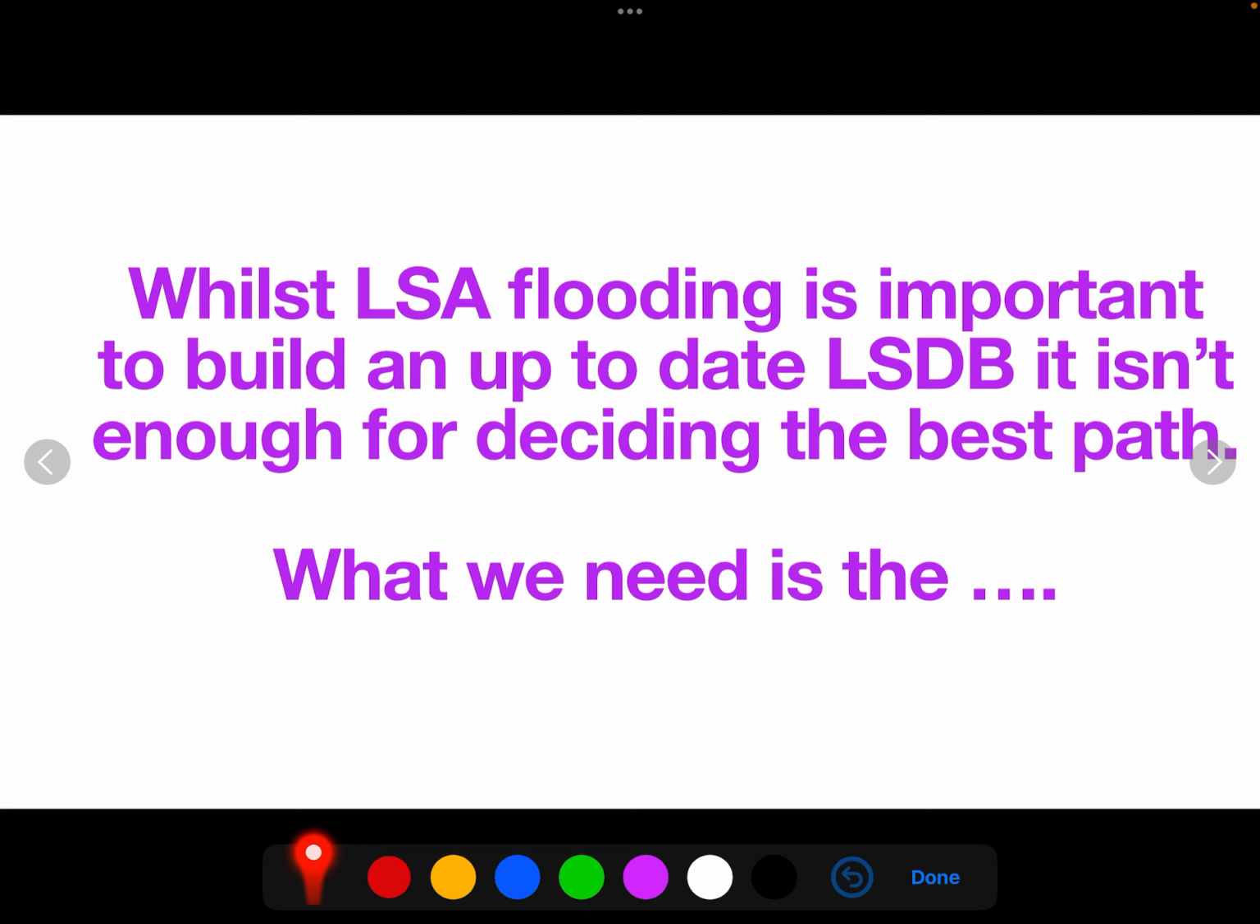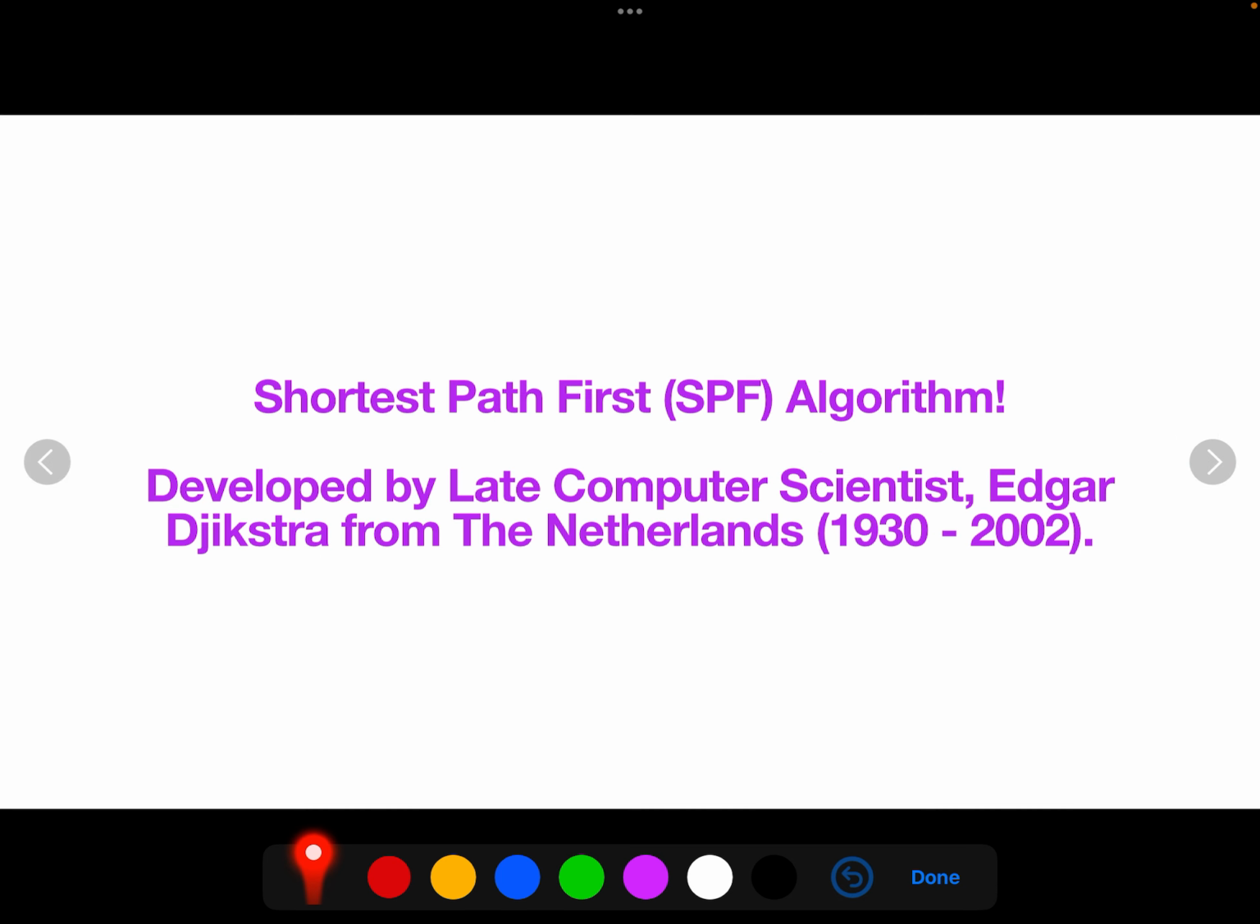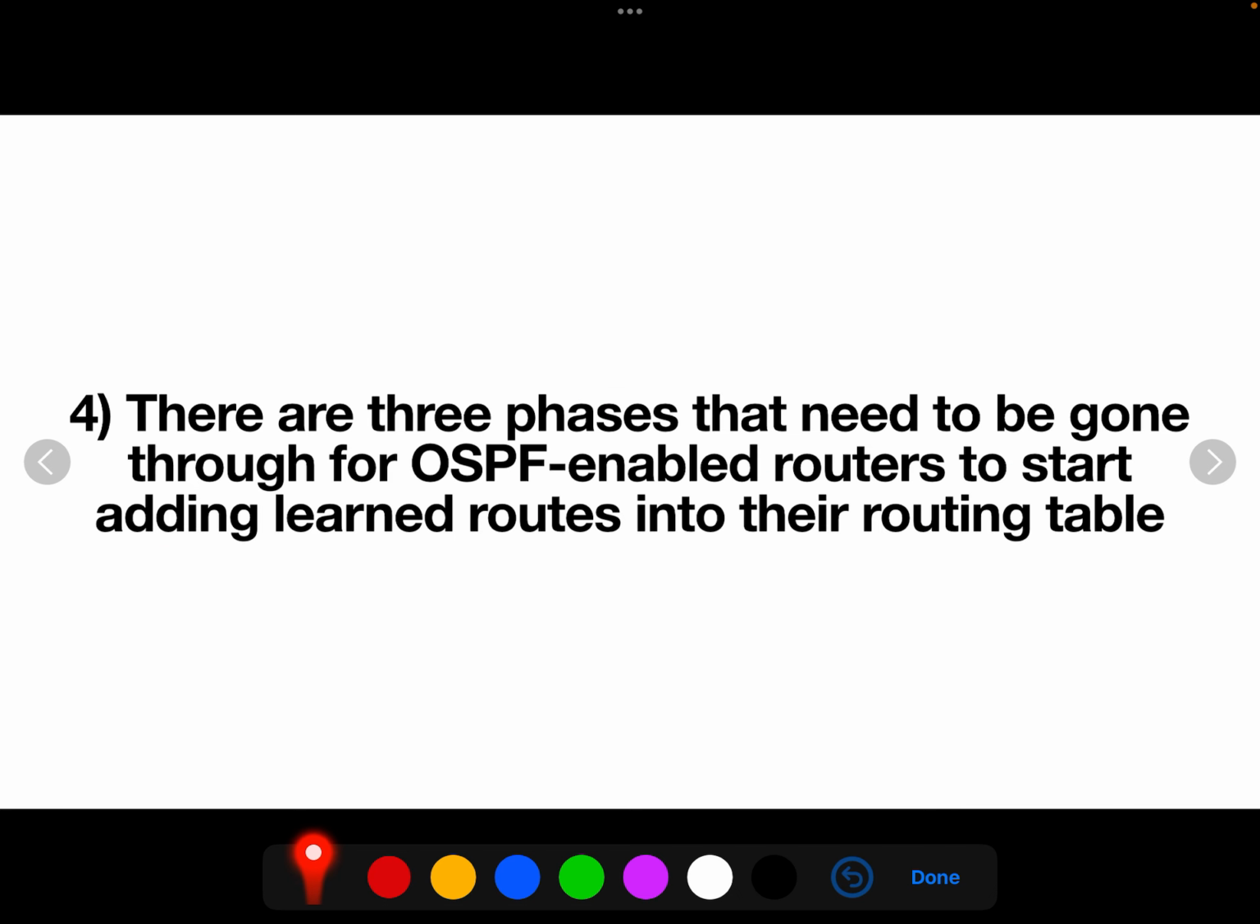Now, we spoke about LSA flooding, and that's important to build an up-to-date LSDB. However, it isn't enough for deciding the best path. So what we need is the shortest path first, SPF, algorithm. This was developed by the late computer scientist Edsger Dijkstra from the Netherlands. Mr. Dijkstra developed this algorithm, and this is what is used for calculating the best routes.